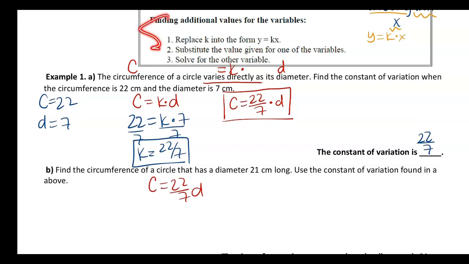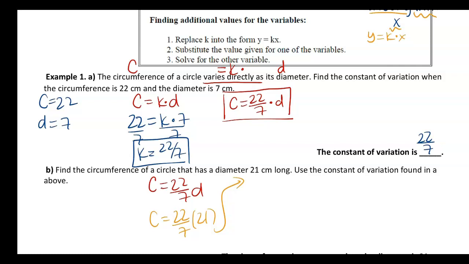And I'm going to follow these steps down here because remember, you're finding an additional value for your variable. It specifically said find the circumference, so I need to find c when the diameter is 21 centimeters long. So based on this, I'm going to replace my k value, which is what we just did. That was this part. Now we're going to substitute the value that was given for one of the variables, and then we're going to solve for the other. So literally plug this in. This is just back to Algebra 1. So we're going to take 22 over 7 and multiply it by 21.